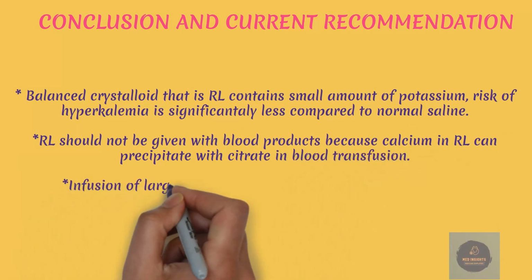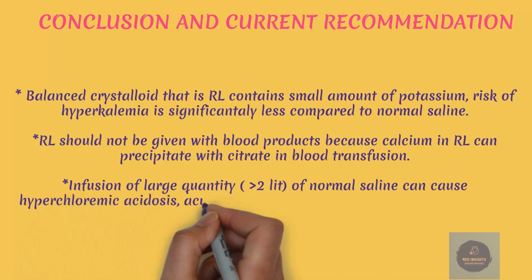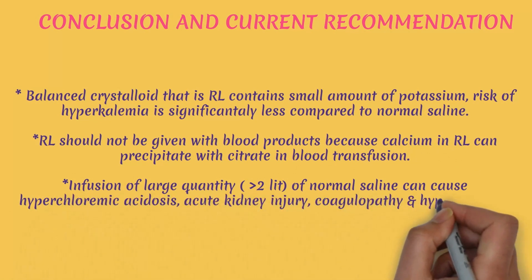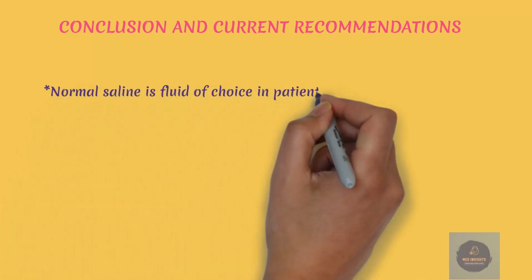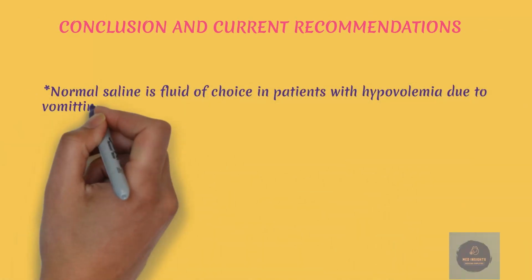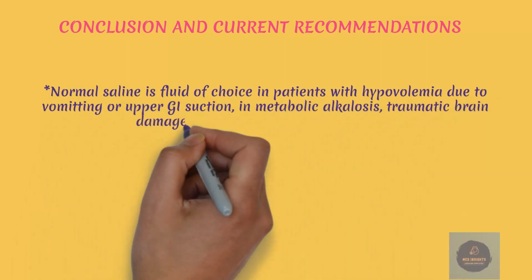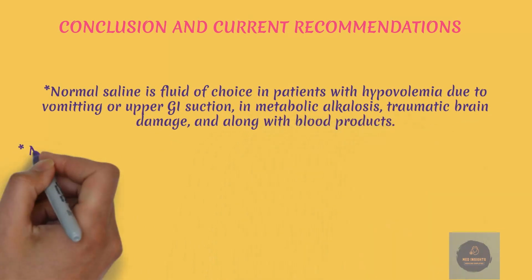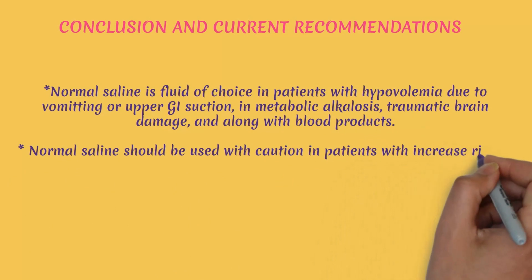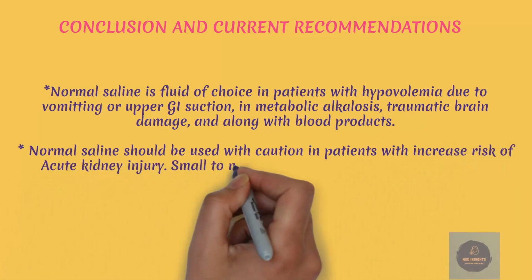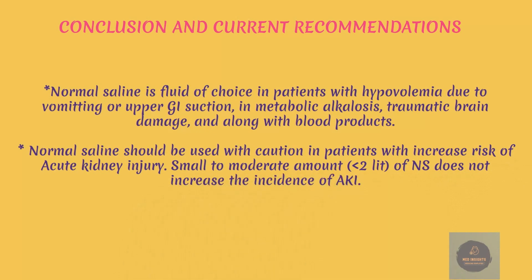Infusion of large quantity, that is more than 2 liters, of normal saline can cause hyperchloremic acidosis, acute kidney injury, coagulopathy and hyperkalemia. Normal saline is fluid of choice in patients with hypovolemia due to vomiting or upper GI suction. In metabolic alkalosis, traumatic brain damage and along with blood products. Normal saline should be used with caution in patients with increased risk of acute kidney injury. Small to moderate amount, that is less than 2 liters, of NS does not increase the incidence of AKI.